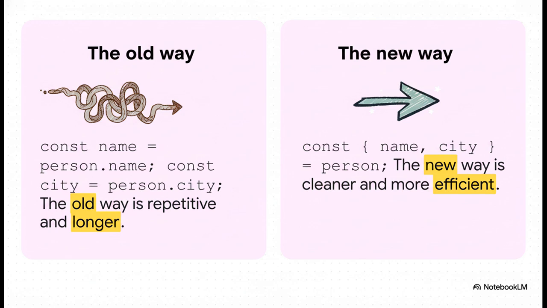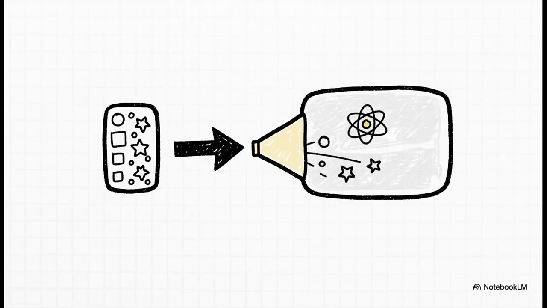Now look at the right. With destructuring, you just declare the properties you want inside curly braces, and bam! JavaScript pulls them out into variables for you, all in one clean line. It's so much better. So why does this matter so much? Here's the crucial part. This is the standard way you'll see props handled in React Native. Instead of getting a big props object and typing props.name, props.city over and over, you just destructure them right there in the function's arguments. It's the convention, and now you know exactly how it works.